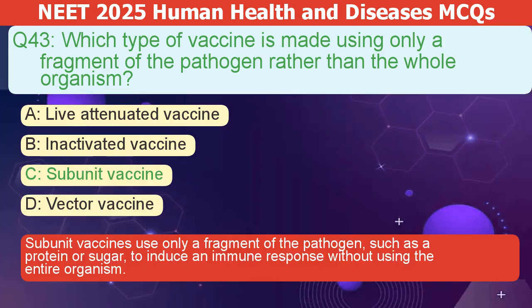The correct answer is C. Subunit vaccines use only a fragment of the pathogen, such as a protein or sugar, to induce an immune response without using the entire organism.